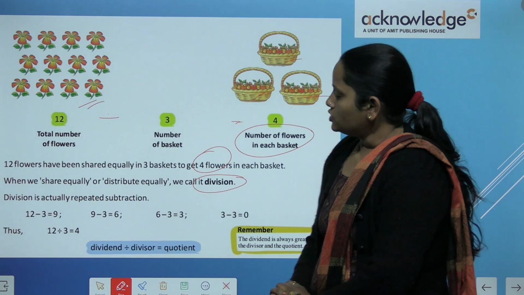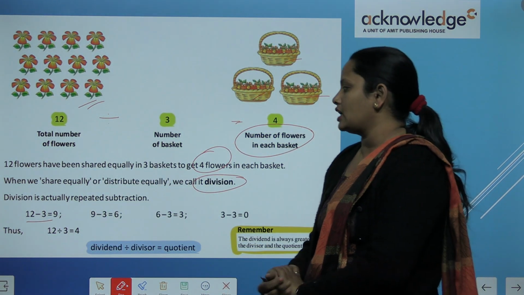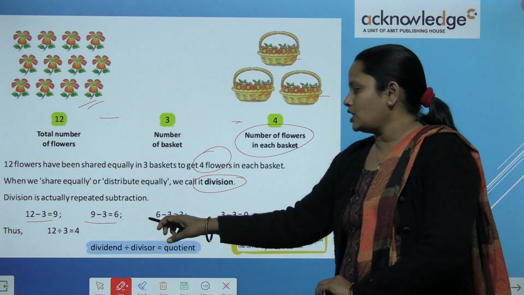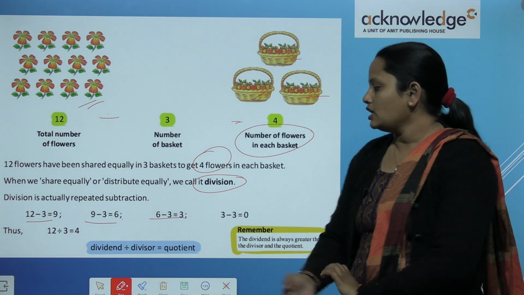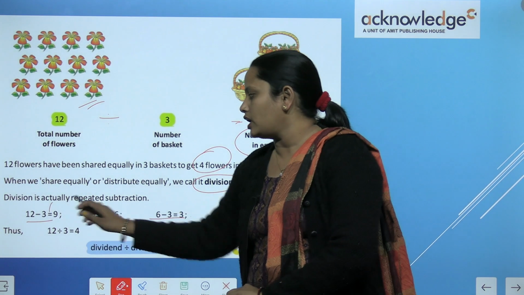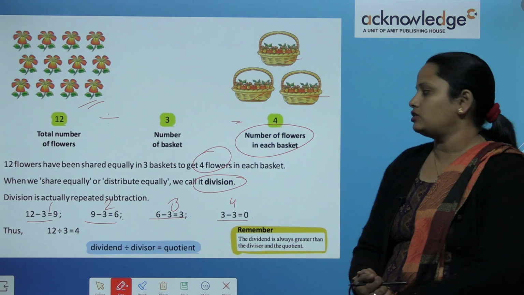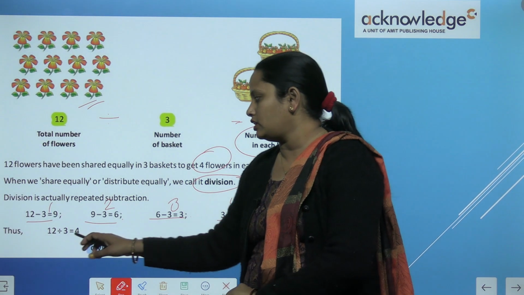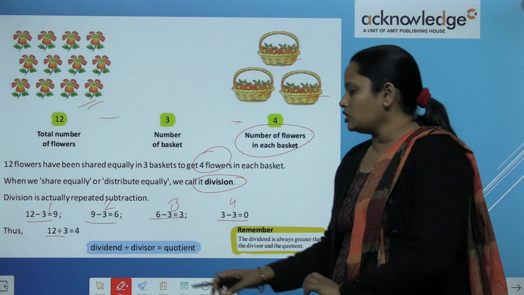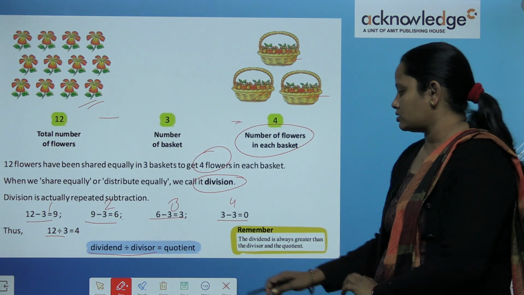So here 12 minus 3, जब हमने 12 में से 3 को subtract कर दिया, answer is 9. Now 9 में से 3 को subtract किया, we get 6. 6 में से 3 को subtract किया, we get 3 and 3 minus 3 is 0. तो 3 को हमने कितनी बार subtract किया? 1, 2, 3 and 4. तो 4 times हमने 3 को subtract किया. So we can write it 12 divided by 3 is 4. So here dividend is divided by the divisor and we get the quotient.